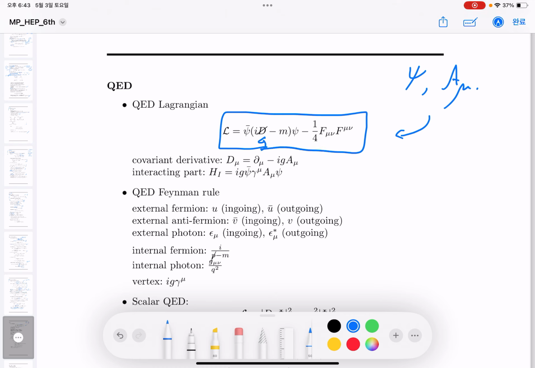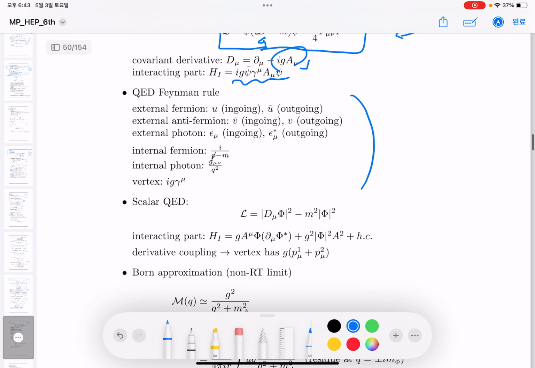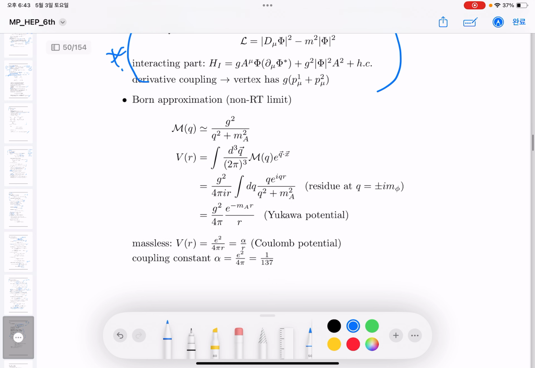So D is the covariant derivative, which includes an interaction term here. This is the interacting part. And here are the QED Feynman rules, as in particle physics, for the fermions and the photon, and the propagators for the fermions and the photon, and the vertex given by the QED coupling. And there are also some remarks: scalar QED can be defined. That is given here. And by using the Born approximation, such propagators can be replaced by potentials using the Fourier transformation.